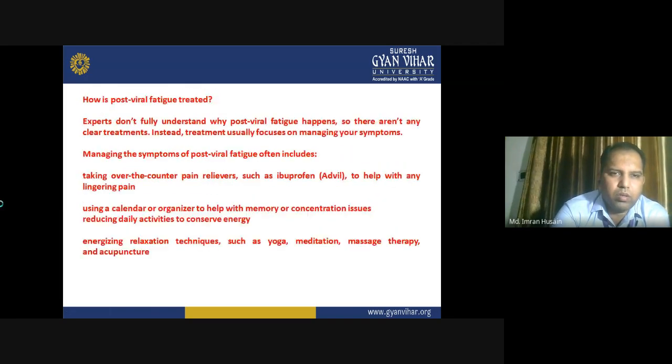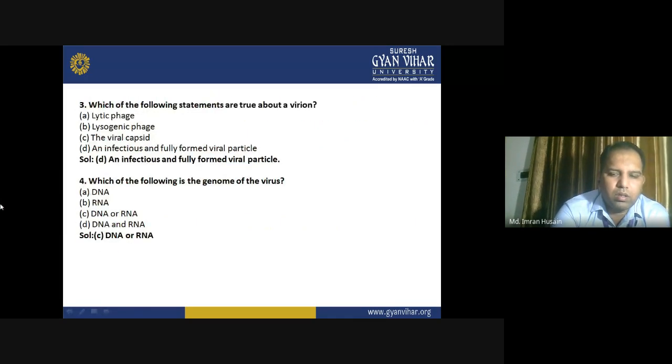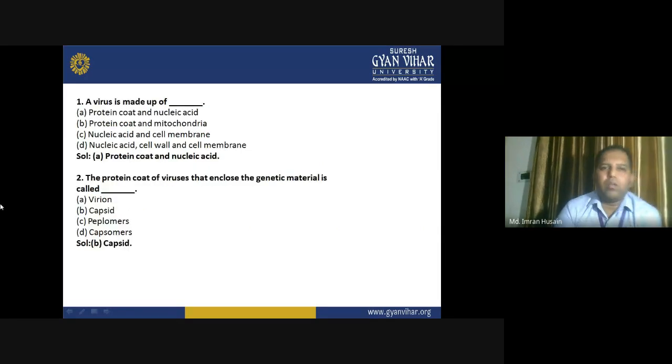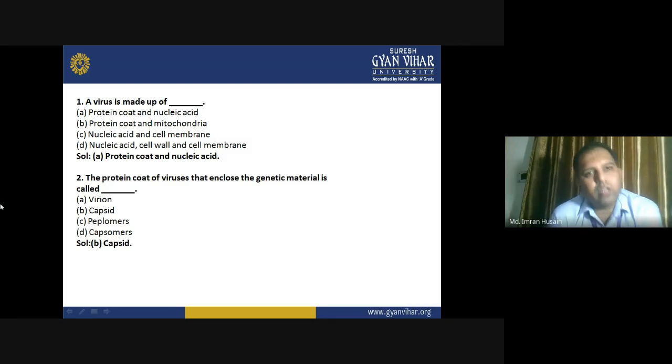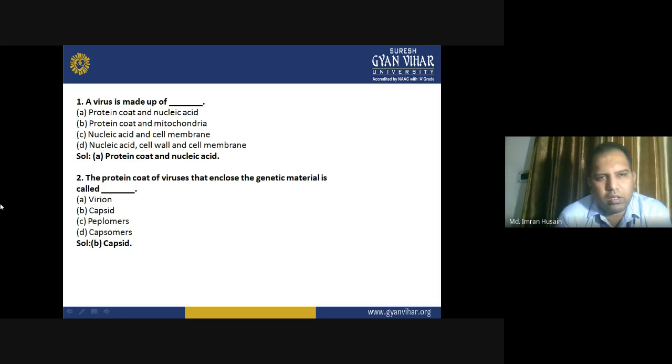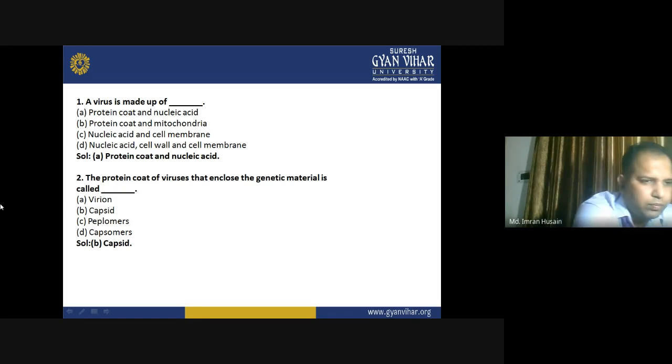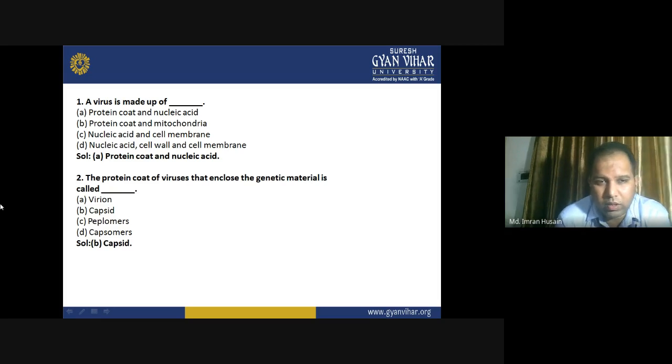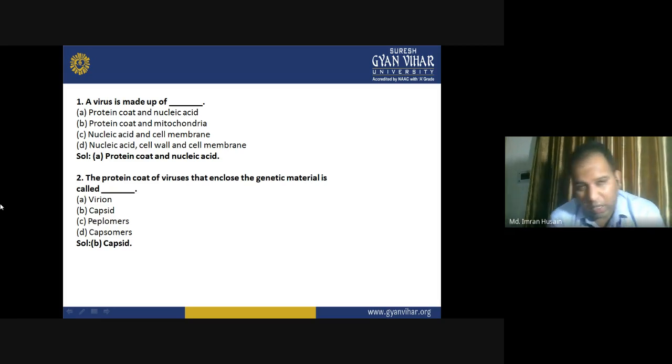So now we are going to discuss the quiz. A virus is made up of a protein coat and a nucleic acid. There is nothing much more included in it, and not very much of a structure is present in the virus. The protein coat of viruses that encloses the genetic material is called capsid.